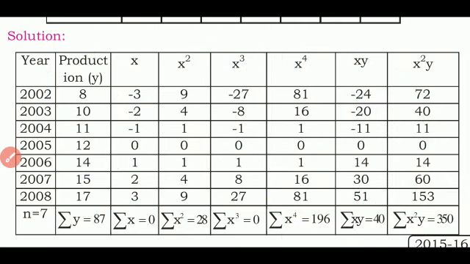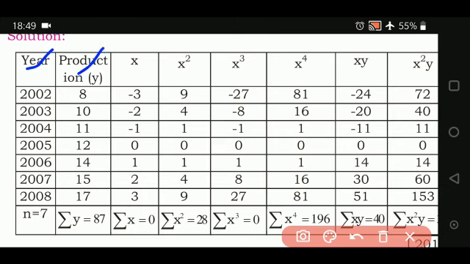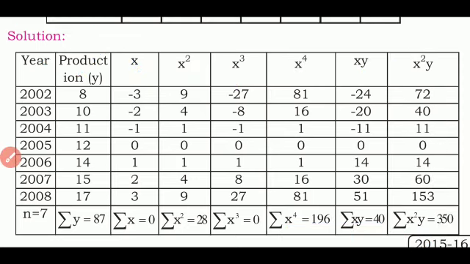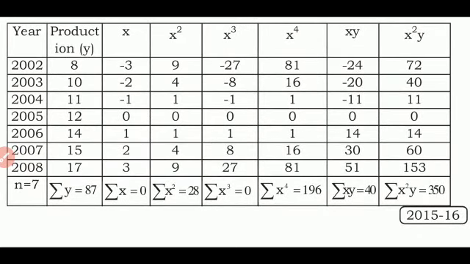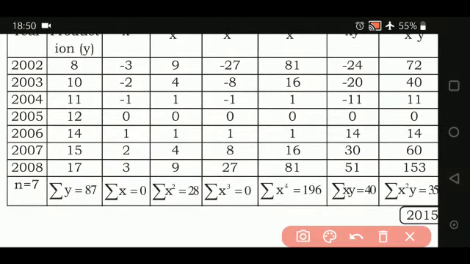So x and y are already there. The new x will be here. Then you write x square, x cube, x to the power of 4, x into y, x square into y. Now see, your year will change, the new year.